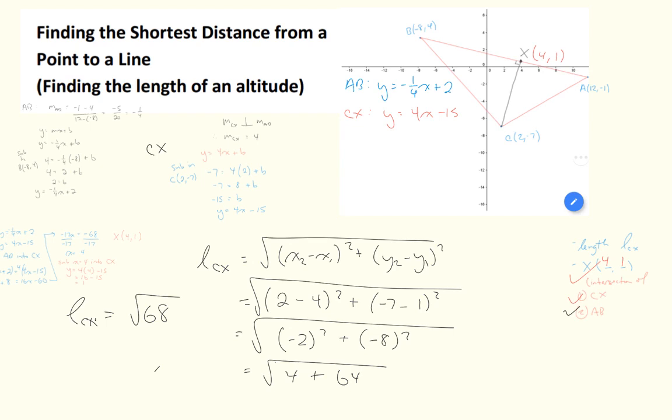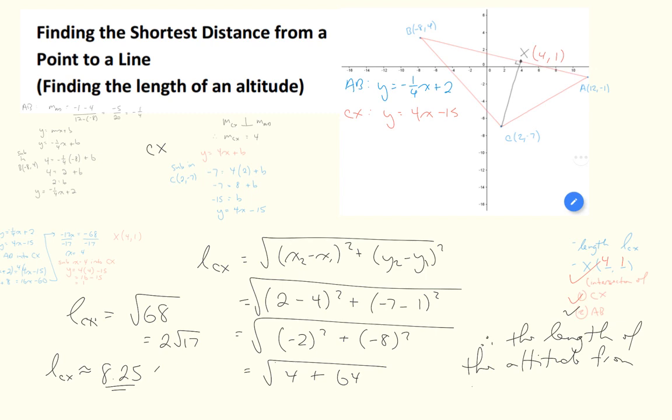Some of your smart calculators might say that it's exactly 2 root 17. Either way is fine. And the length of CX is approximately, let's see, root 17 times 2. Looks like it's about 8.25. Usually I go to 2 decimal places. And so, therefore, the length of the altitude from C is about 8.25.